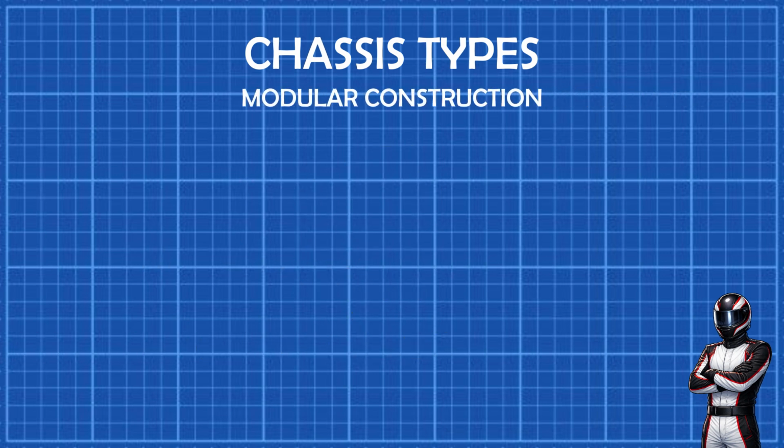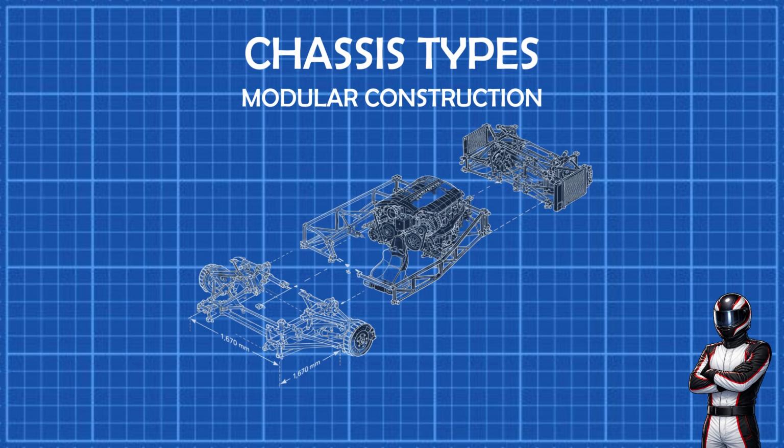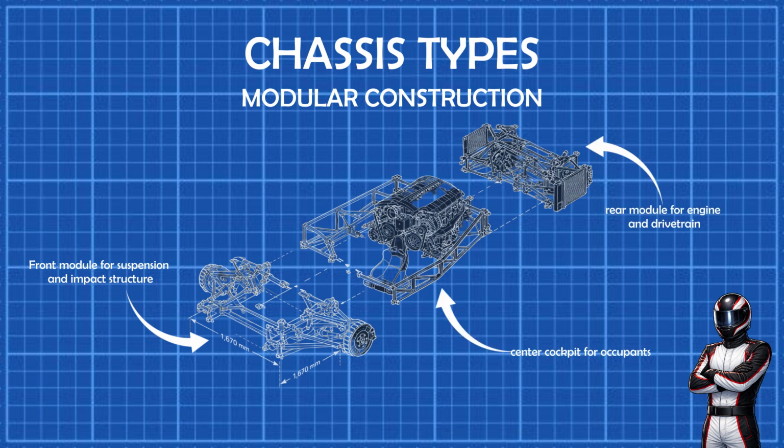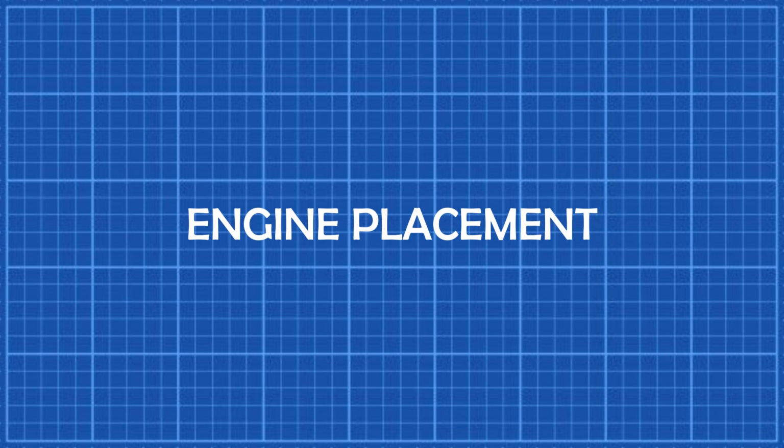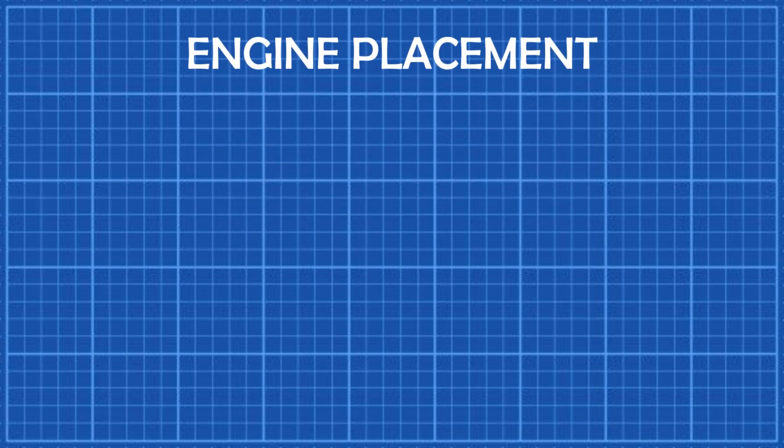Modular construction. Regardless of chassis type, modular design is strongly recommended. Front module for suspension and impact structure, center cockpit for occupants, and rear module for engine and drivetrain. This improves access, repairability, and future upgrades. Now for the most important part, engine placement, the decision that defines everything.